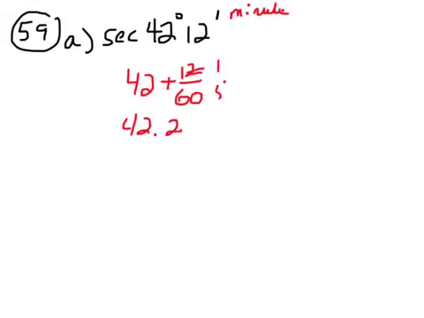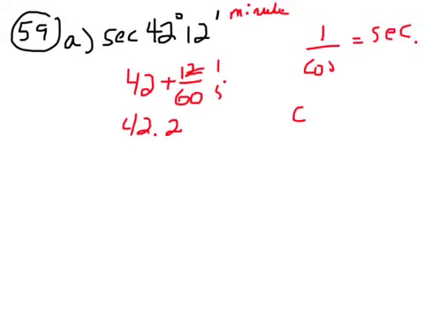Okay, so I can put this in my calculator. Let me get my calculator. So how am I going to put this in my calculator? There's not a secant button, but I do know that secant is the inverse of cosine, so I know that 1 over cosine is equal to secant. So here's what I'm going to do.